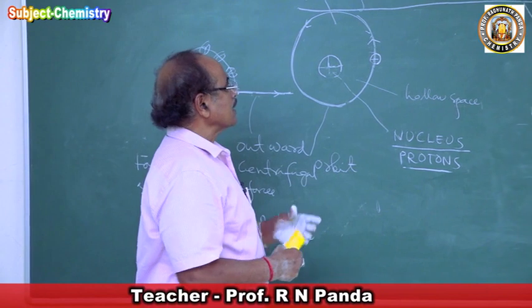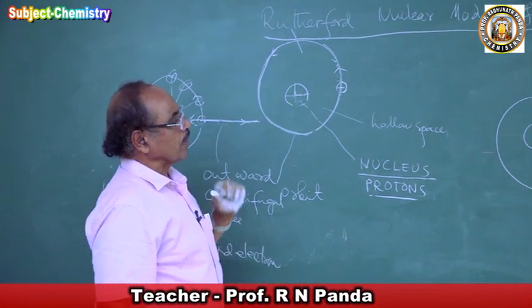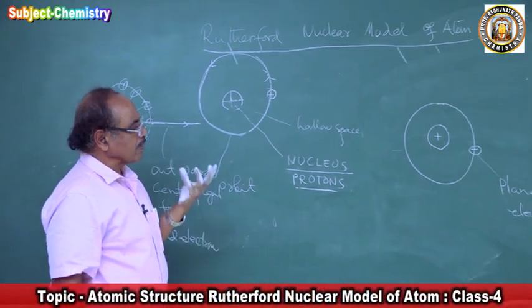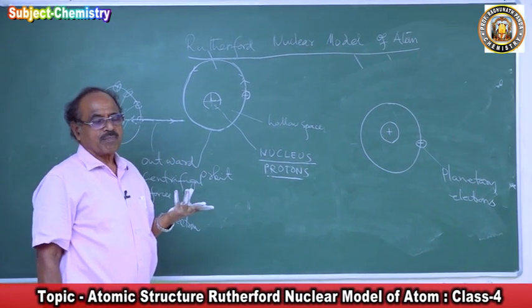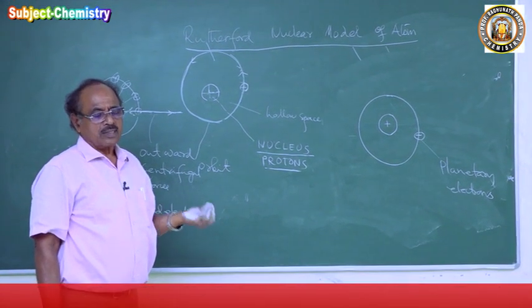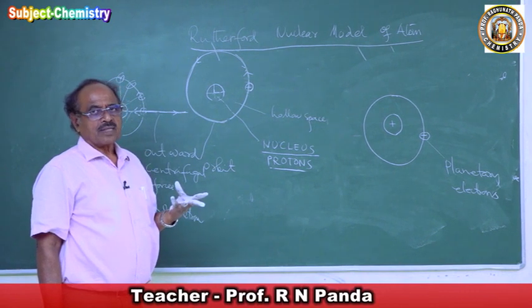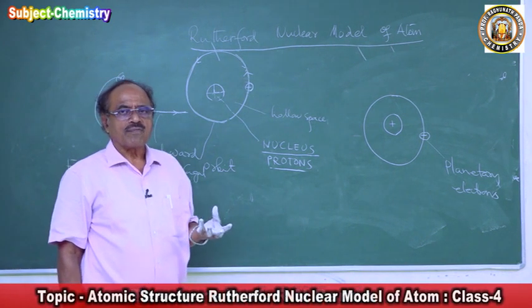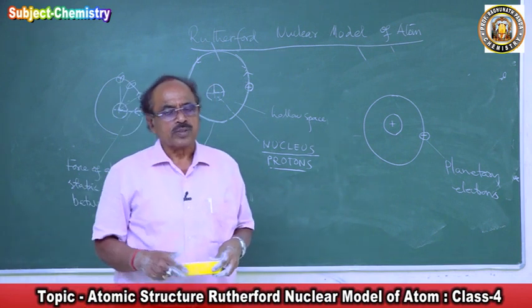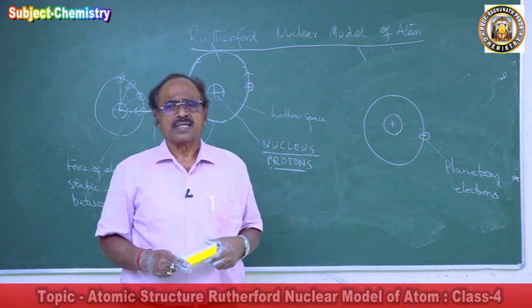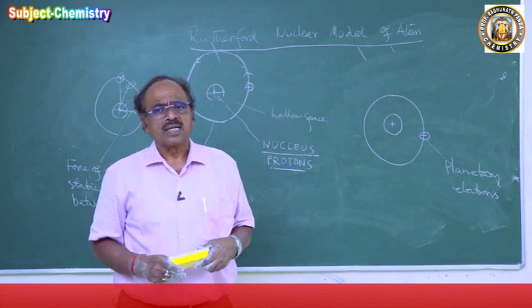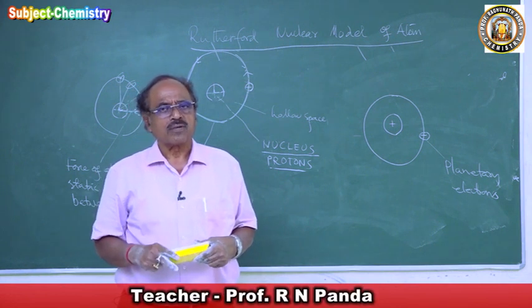This is called the Rutherford nuclear model of the atom, or the planetary model. This is comparable with the solar system. The nucleus is compared to the sun, and the electrons to the planets. This is the way the Rutherford model of the atom was accepted as a very scientific model and called the Rutherford nuclear model of the atom.